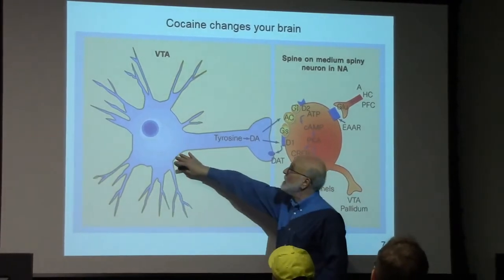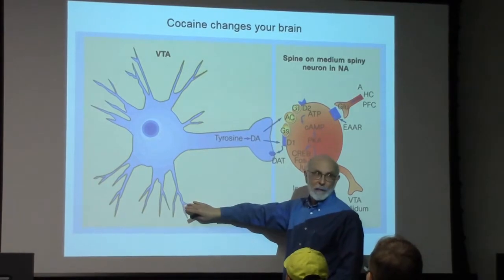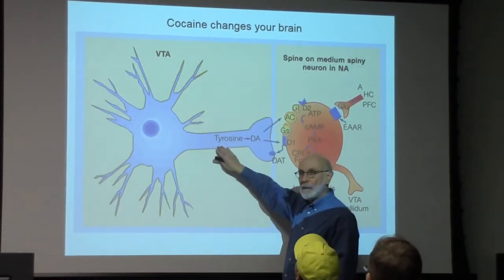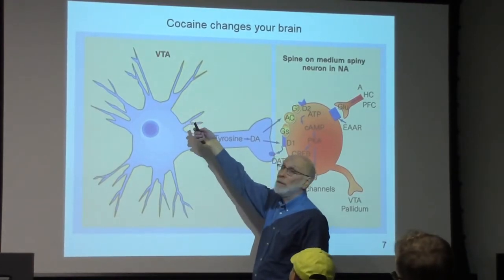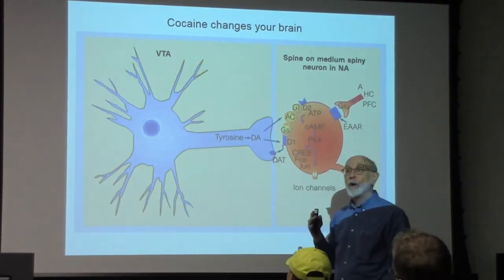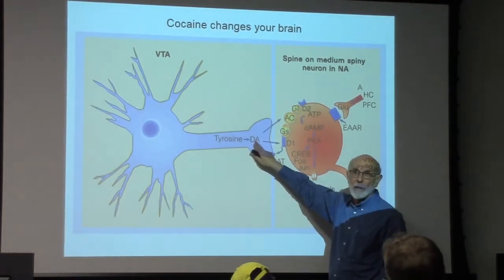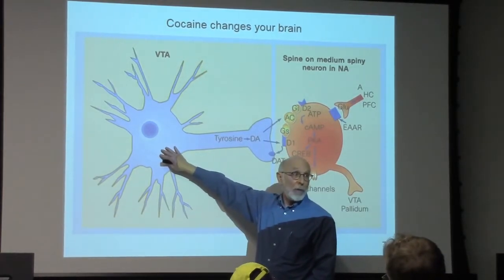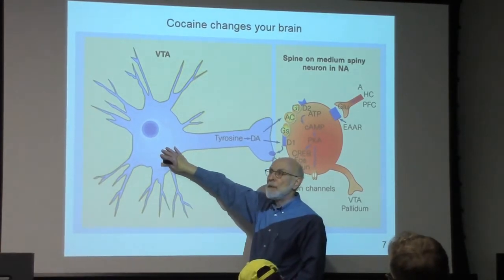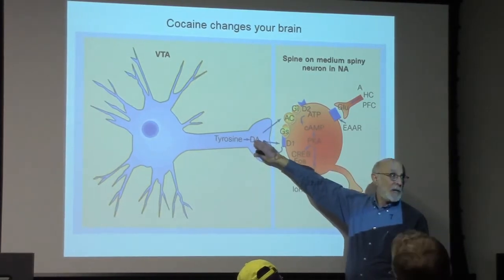So this is a cell body, dendrites, axon. The ventral tegmental area, the VTA, is one of those homes of the cell bodies of dopaminergic neurons. So we're not in the hippocampus anymore. We're in the VTA of the midbrain, the ventral tegmental area. Dopamine is the neurotransmitter there, not glutamate.